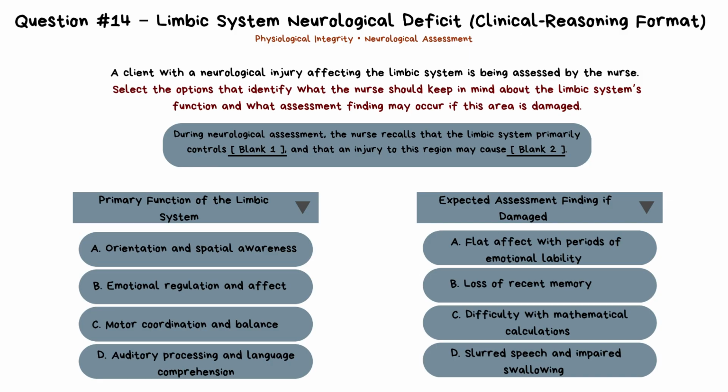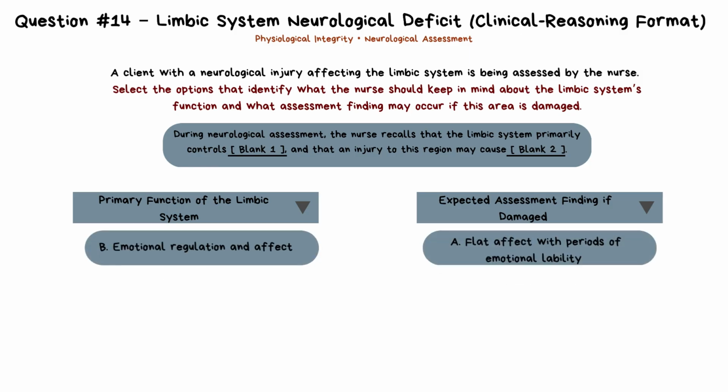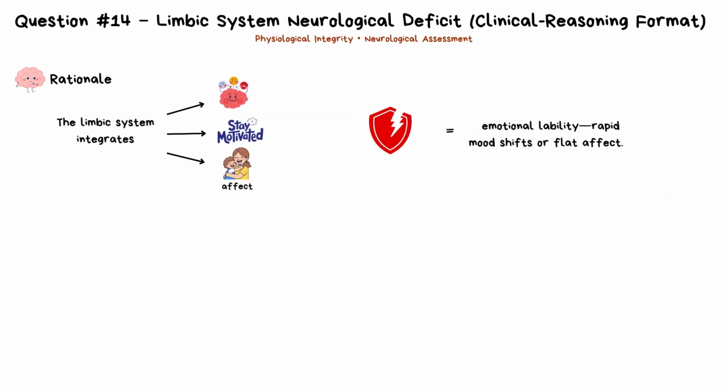The correct answers are blank 1, B, emotional regulation and affect. Blank 2, A, flat affect with periods of emotional lability. Here's the reasoning. The limbic system integrates emotion, motivation, and affect. When it's damaged, you'll often see emotional lability, sudden, unpredictable shifts in mood, or a flat affect, where the person shows little or no emotional expression.